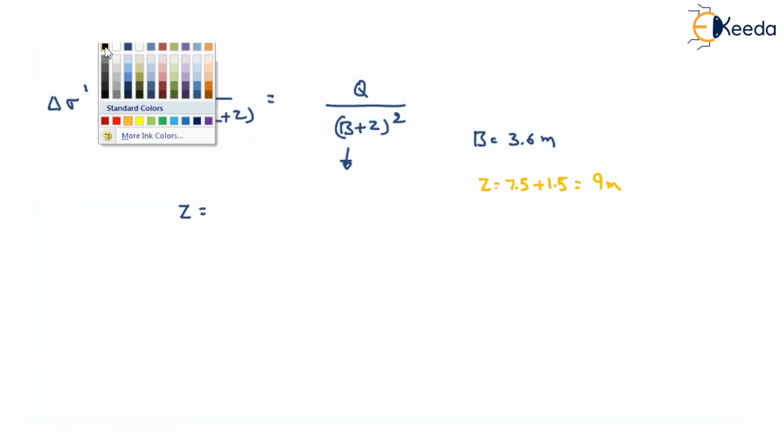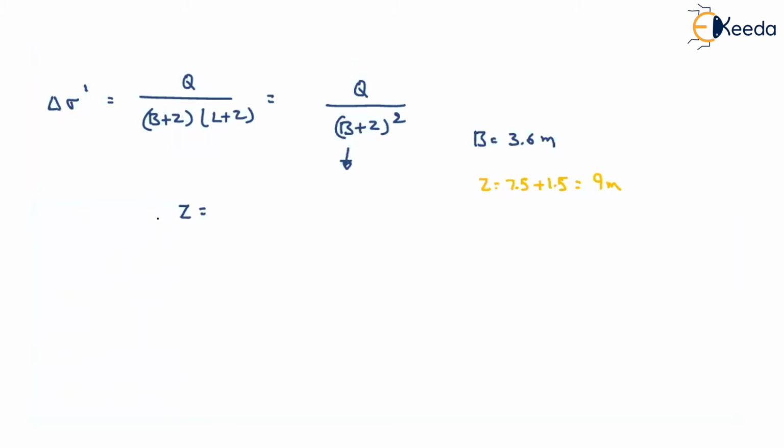That's it. Substitute into the relation. Your delta sigma dash will be equal to the load, which is acting as 900, divided by the width of the footing, given as 3.6, plus the Z value, obtained as 9, whole square. If you solve this, we get a value of around 5.67 ton per meter square. That's it. Now we have all the values.